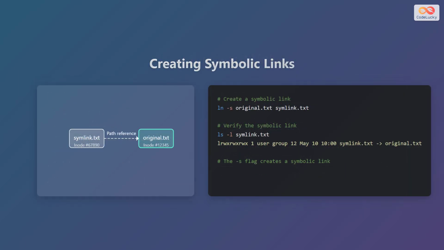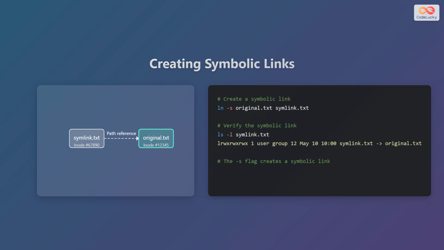Now let's discuss creating symbolic links. A symbolic link contains a text string that is interpreted as a path to another file or directory. Here is a diagram. The symbolic link, named symlink.txt, points to the original file, named original.txt, by referencing its path. The symbolic link has its own inode number, different from the original file. To create a symbolic link, use the command ln -s original.txt symlink.txt.